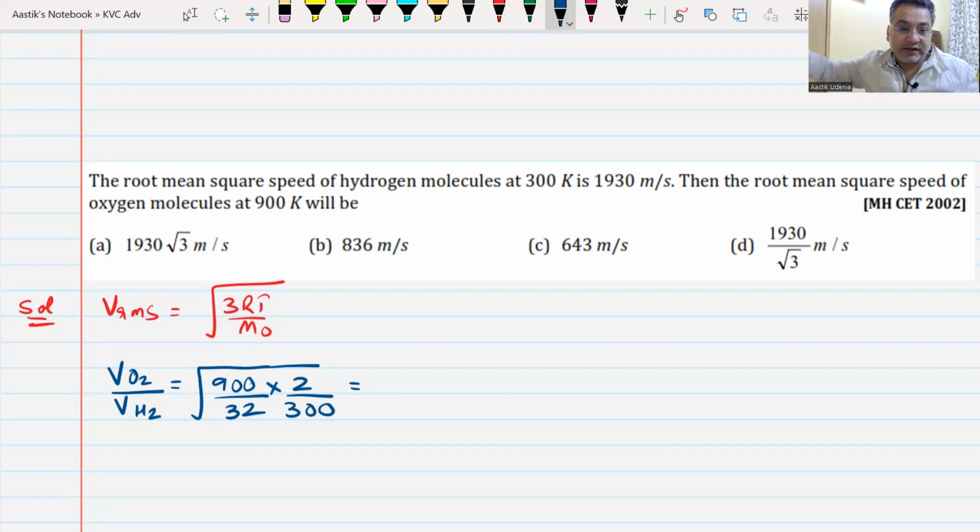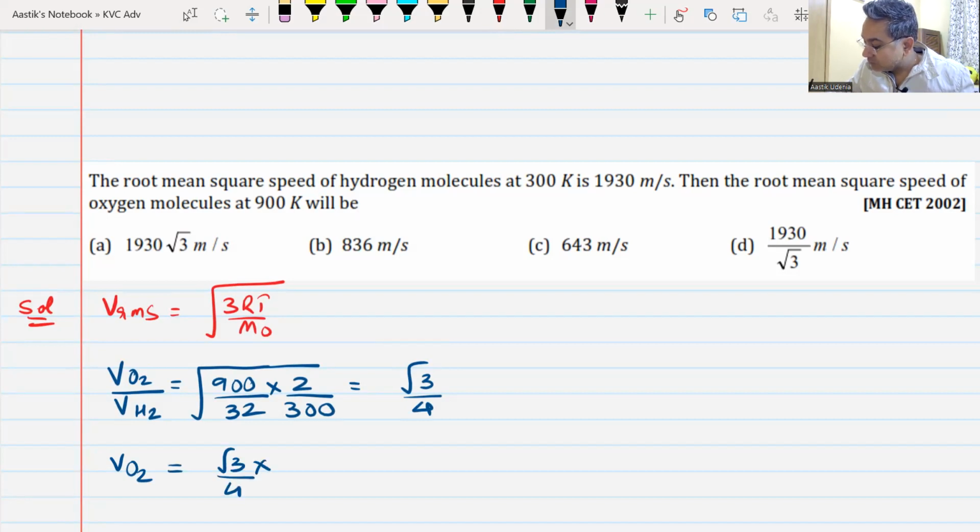From here, what you will get? You will get root over 3 by 4. The speed of oxygen molecules is root over 3 by 4 multiplied by 1930, and the answer you will get will be somewhere around 836 meter per second.